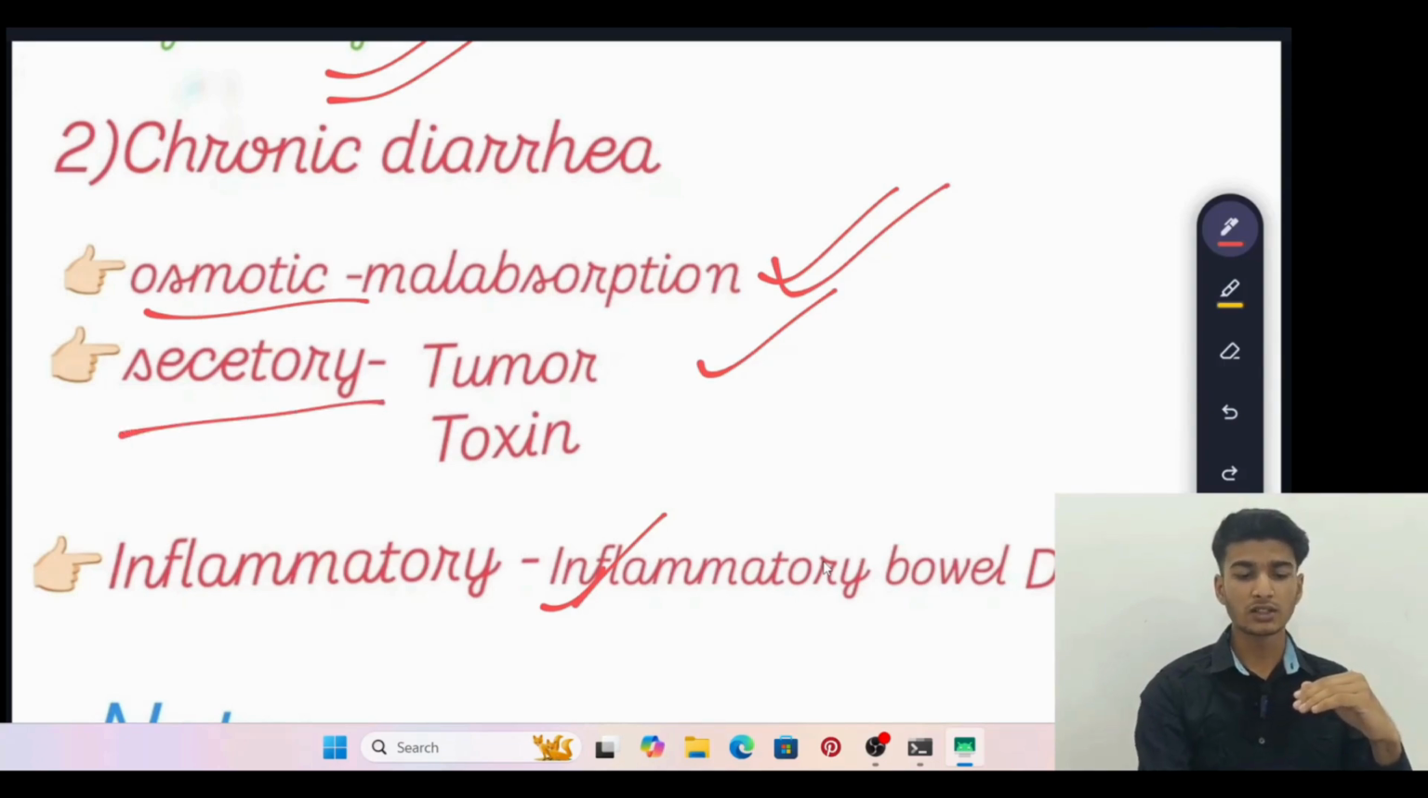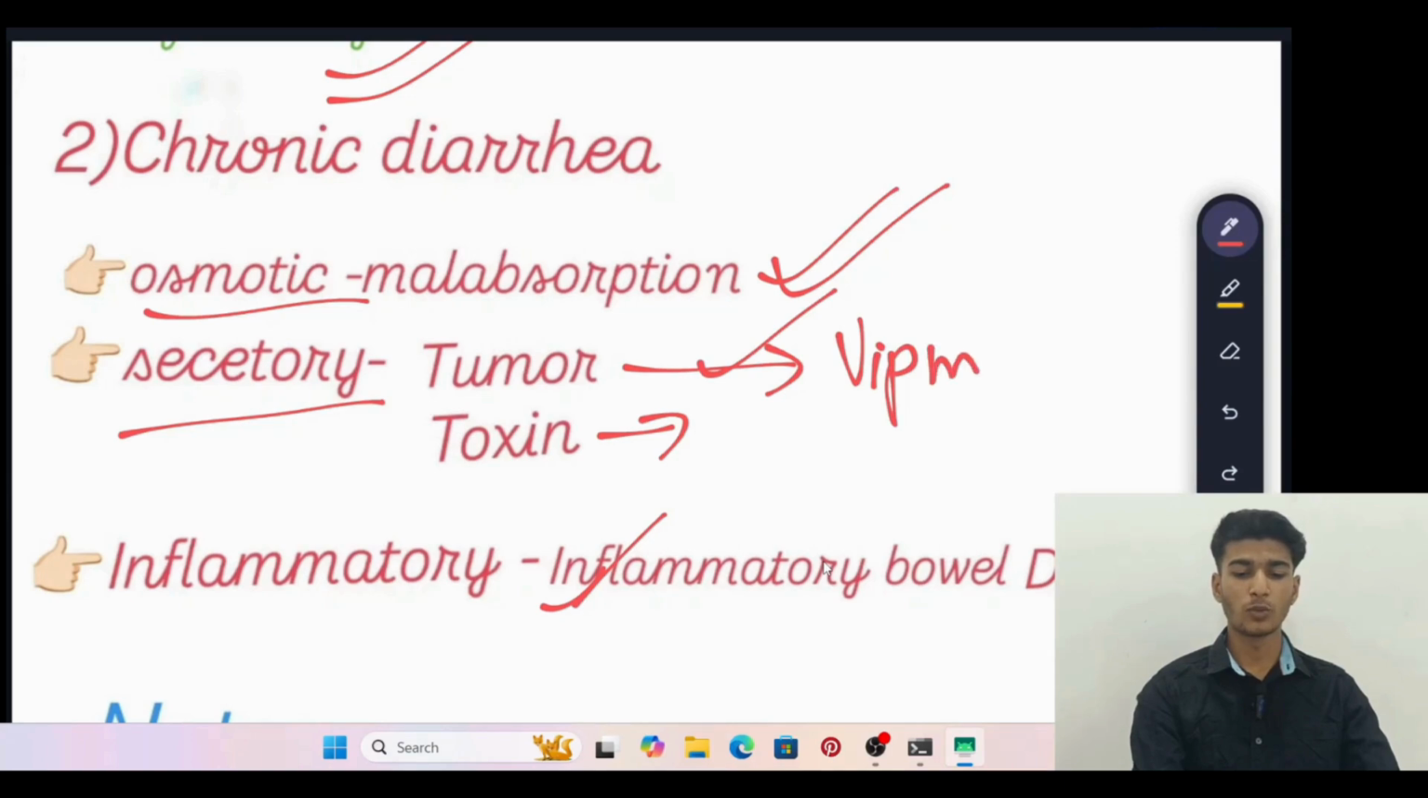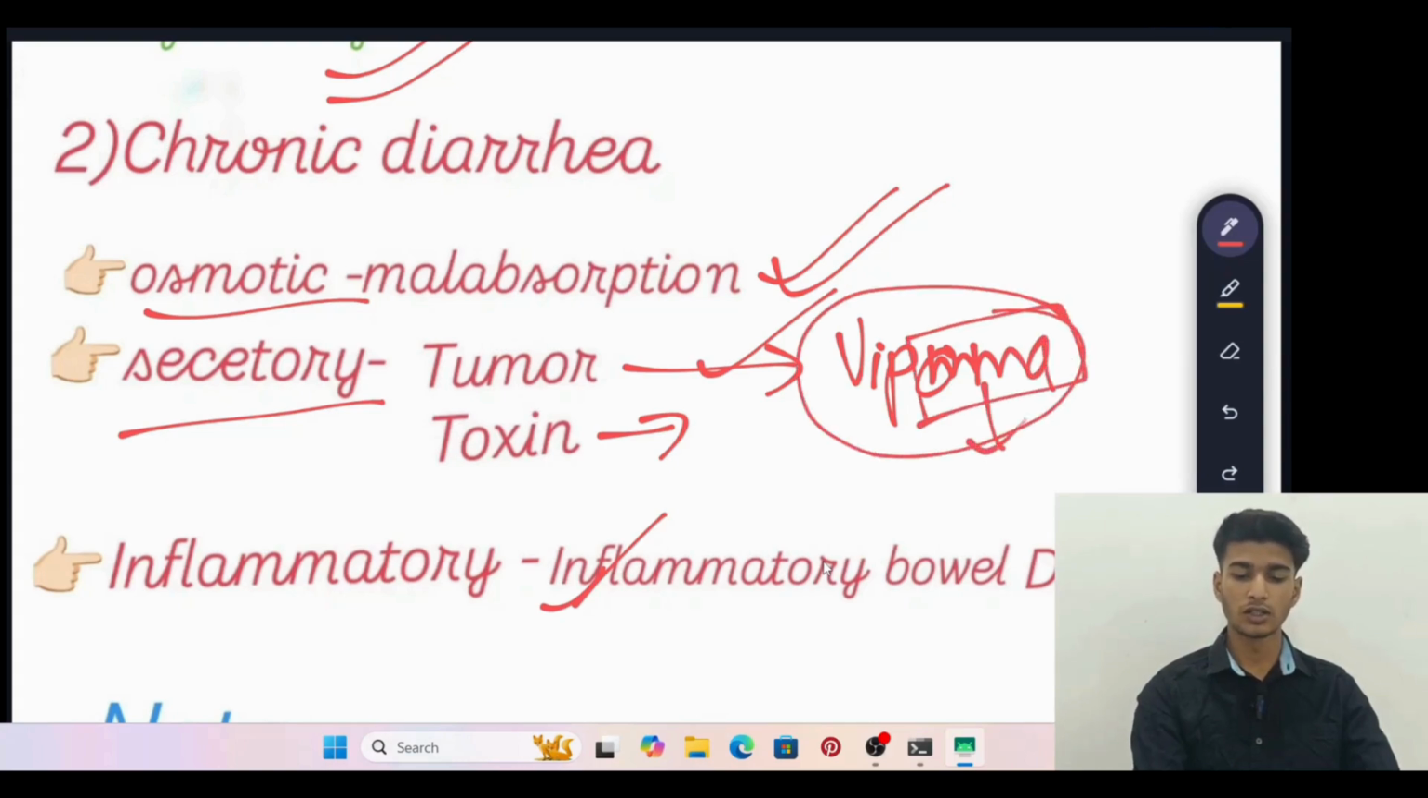Due to secretion, it is secretory diarrhea, due to the presence of toxins. We know about the toxins. We have learned in microbiology toxin A, toxin B. We have learned a whole section on toxins in gram positive and gram negative bacteria. Second is tumors. The tumor most commonly present here is lipoma. You know, the term oma is used for tumors.